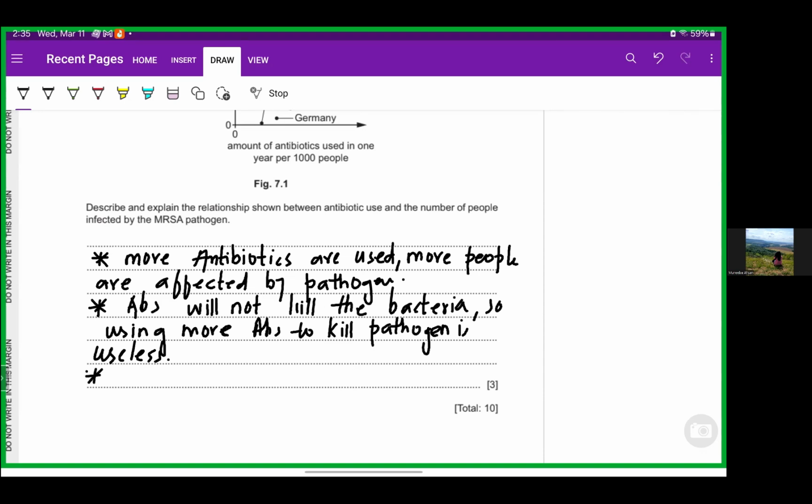And use of antibiotics, when we use antibiotics rapidly and in increased frequency in a population, it will cause the increased number of the resistant bacteria. Will increase resistant bacteria.